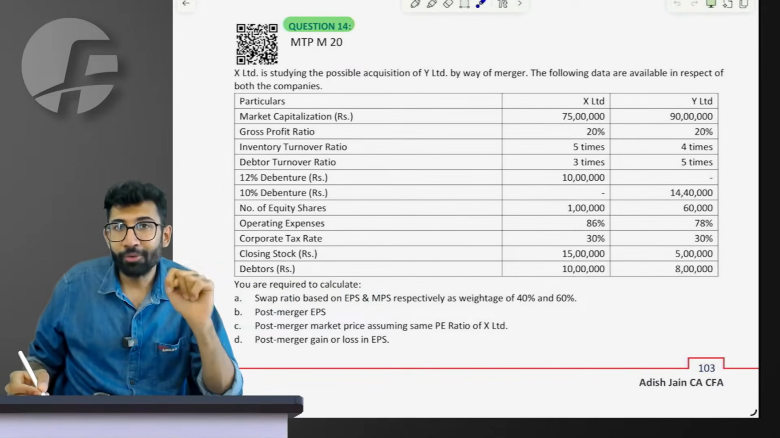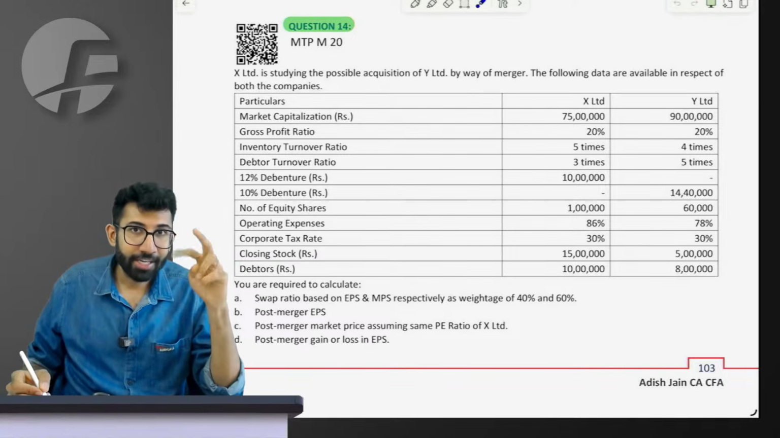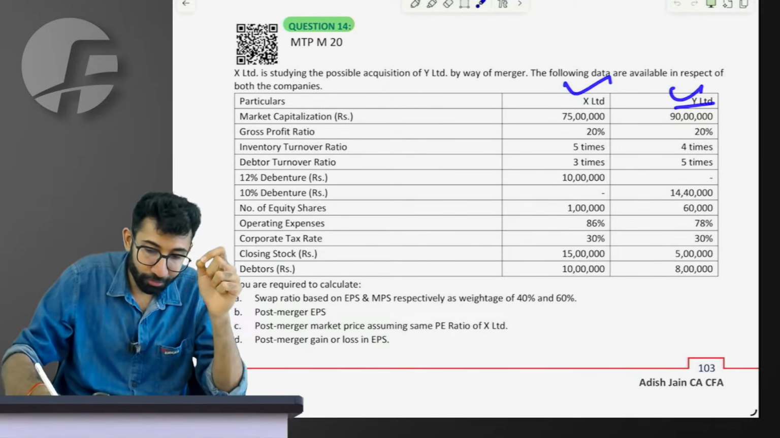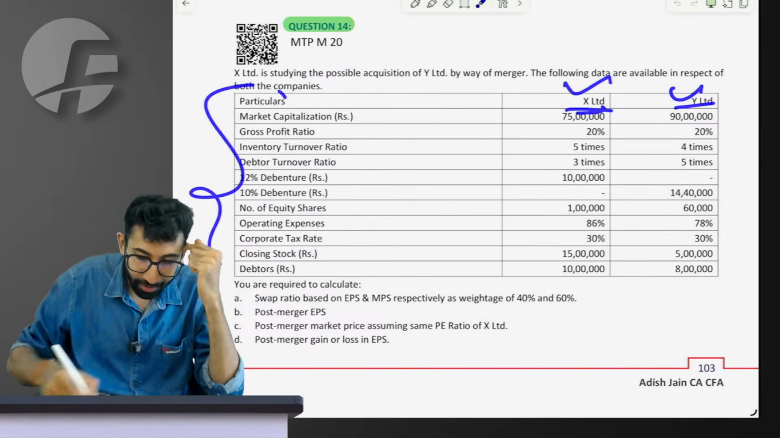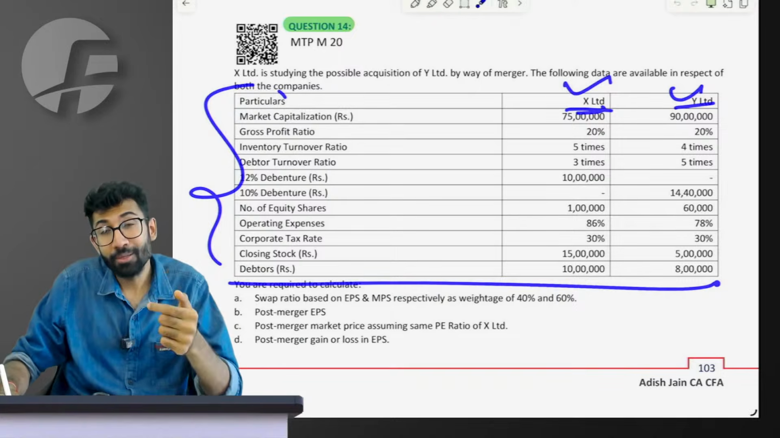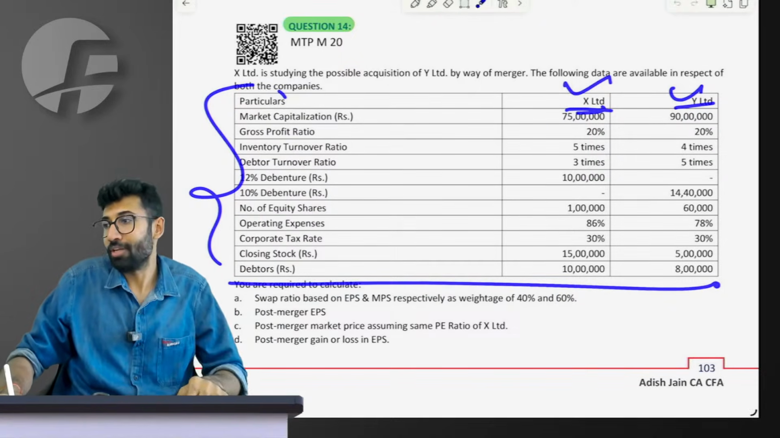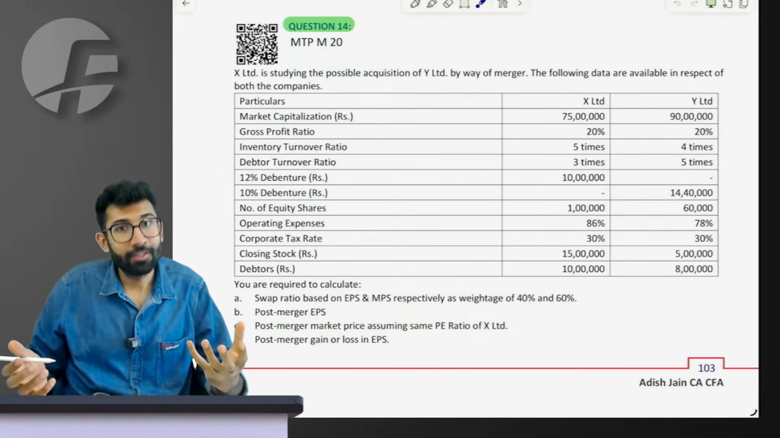Do you agree, to be able to calculate the swap ratio based on EPS, I need to have the information regarding EPS of both the companies? Has the EPS anywhere been given? No. Then how do you find EPS? By creating the income statement. And how would someone make an income statement?